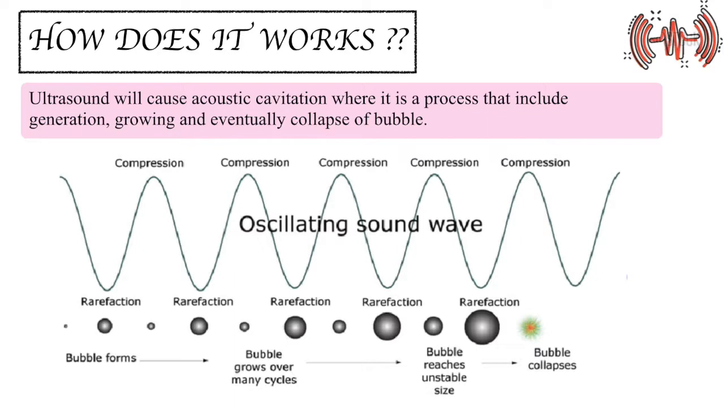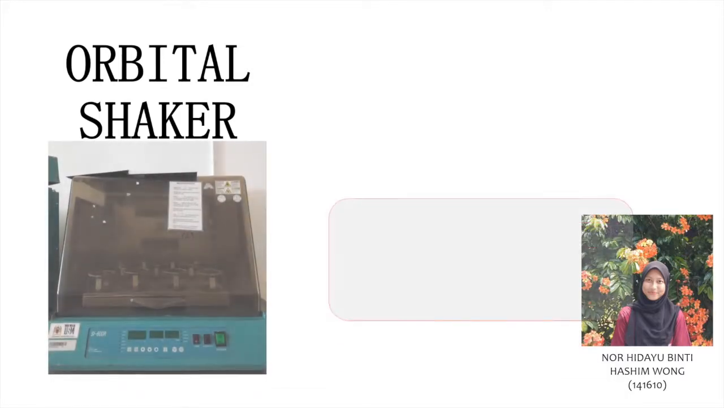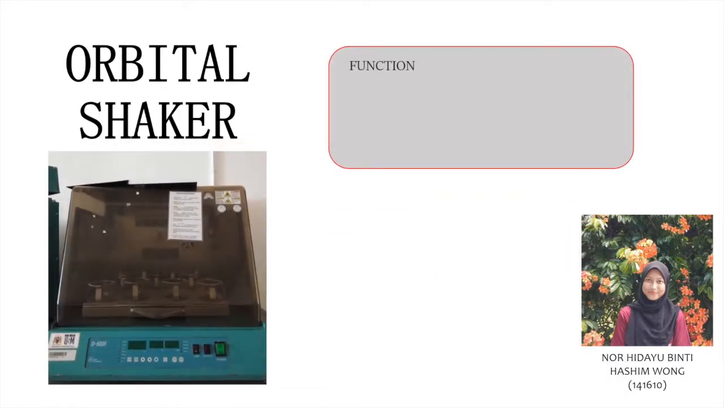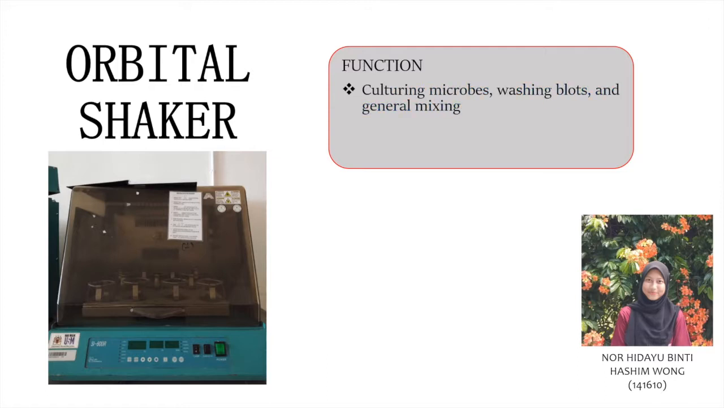the rarefaction. Hi, my name is Nur Hidayah binti Hashim Wong, and I will explain about the orbital shaker. An orbital shaker has a circular shaking motion and it is suitable for culturing microbes, washing blocks and general mixing. It is used to mix, blend or to agitate substance in tubes or flasks by shaking them.